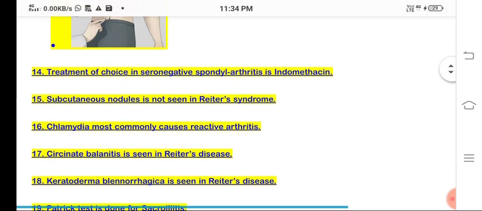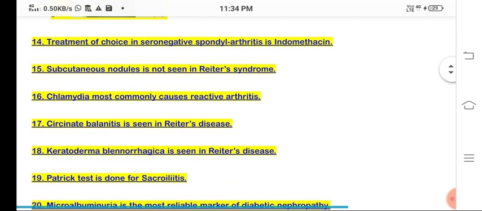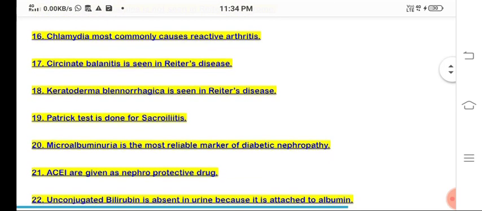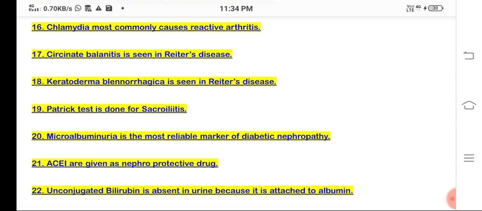Treatment of choice in seronegative spondyloarthritis is indomethacin. So in the options, the answer would be indomethacin, seronegative spondylitis. Subcutaneous nodule is not seen in Reiter's syndrome. Reiter's syndrome, important topic. Chlamydia most commonly causes reactive arthritis. Circinate balanitis is seen in Reiter's disease. Again, Reiter's disease. Keratoderma blennorrhagicum is seen in Reiter's disease. Patrick test is done for sacroiliitis.